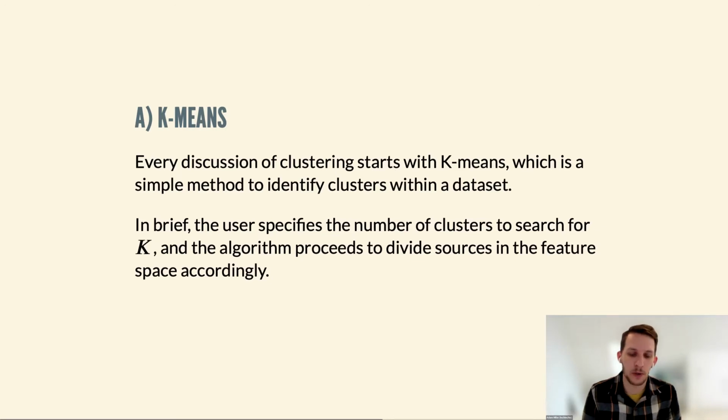All the user has to do, if you want to run a K-means clustering algorithm, is to specify how many clusters you want to search for in the data, K. So that's what the K stands for in K-means. And then from there, the algorithm will proceed to divide the feature space and find the aforementioned clusters accordingly.